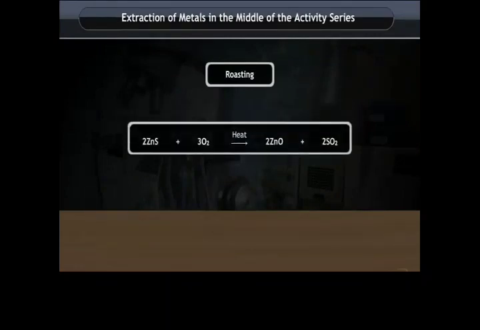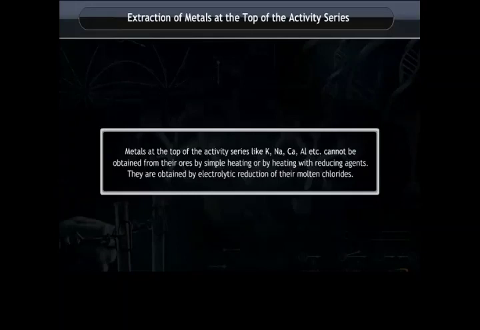Roasting is the heating of an ore in the presence of oxygen. It is used to convert sulfide ores into oxide form. Calcination is the heating of an ore in the absence of oxygen. It is used to convert carbonate ores into oxide form. The oxide ore is then reduced to the metal by heating with a reducing agent. The most common reducing agent is coke or carbon.